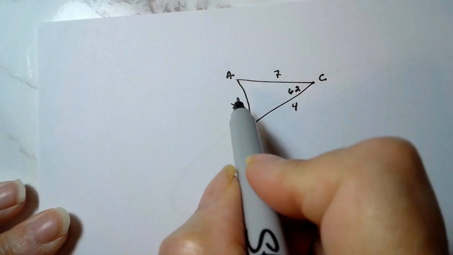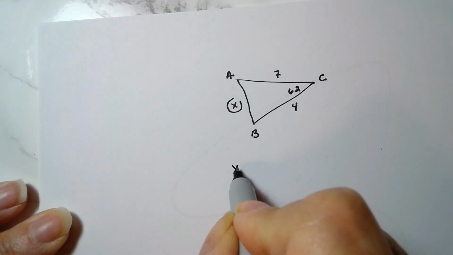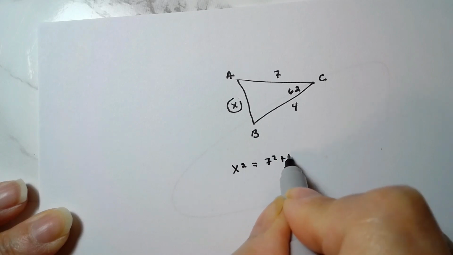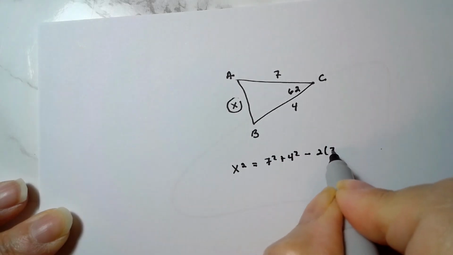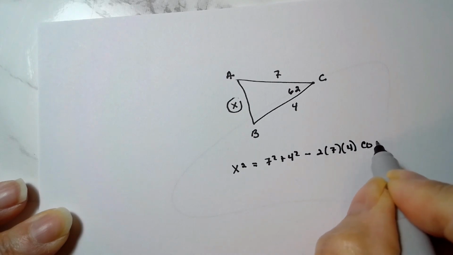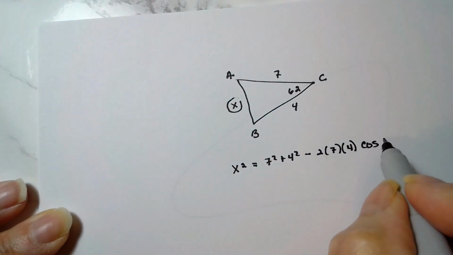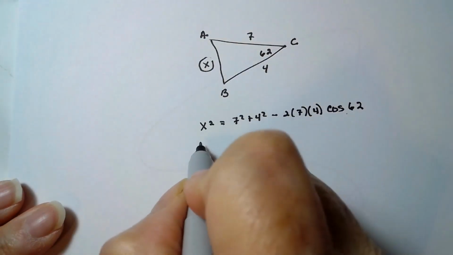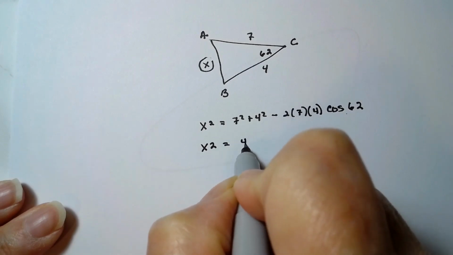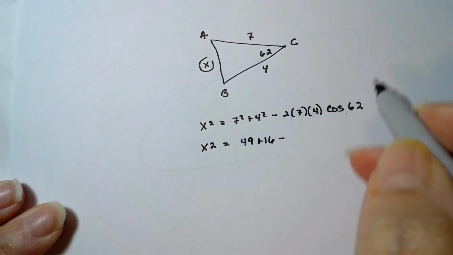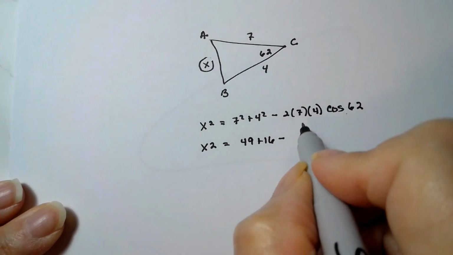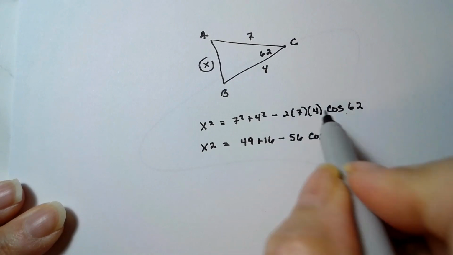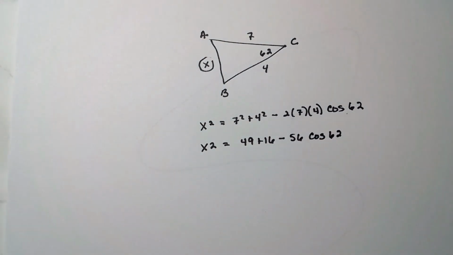So look, this is the side I'm looking for, so the side squared is equal to, now I have two other sides that are given, so 7 squared plus 4 squared minus 2 times 7 times 4 times the cosine of the angle opposite the side I'm looking for, which is 62 degrees. And so now I'm going to clean up the right hand side. X squared equals 49 plus 16 minus, so 8 times 7 is 56, cosine of 62. So I just did 2 times 7 times 4 and got 56. I hope that's right. I guess I should check.